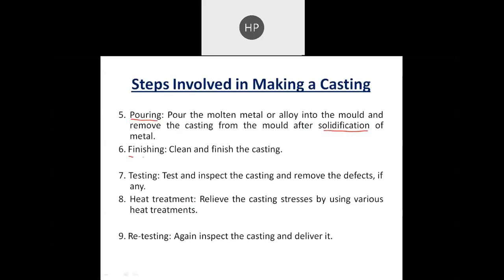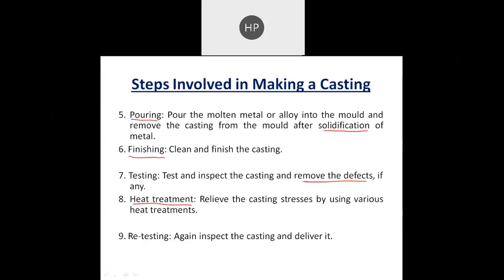Then finishing. After taking out the finished product from the mold, we have to clean it and finish it. Then testing. Okay, test and inspect the casting and remove the defects. Okay, because we do not require any defects in our product. So we have to take some remedies, so that we can remove the defect. And for that we can use heat treatment process. So heat treatment is the process that is used to relieve the stresses which are generated during the casting process.